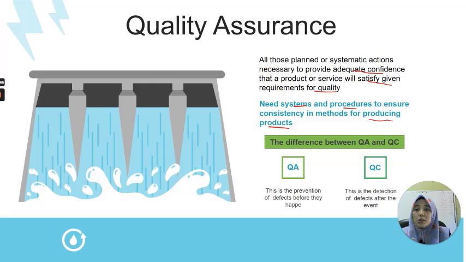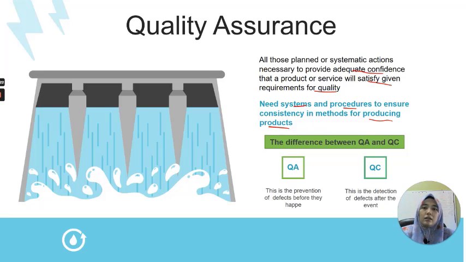Okay, what is the difference between QA and QC? QA is the prevention of defect before they happen, sebelum ianya berlaku. Okay, manakala QC pula adalah detection of defect after the event, selepas ianya berlaku. So bila kita dah buat quality control, bila kita dah check the defect and after that, barulah kita come out dengan quality assurance untuk make sure that dia punya CQI, continuous quality improvement for the next batch of product, jangan repeat kesilapan yang sama what has been identified by the QC.